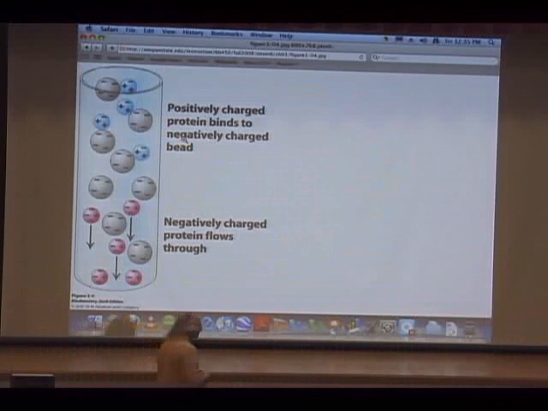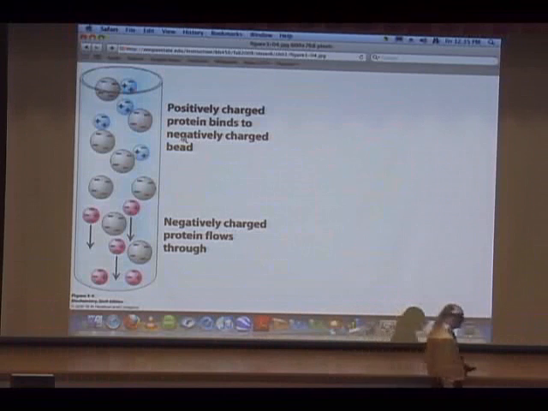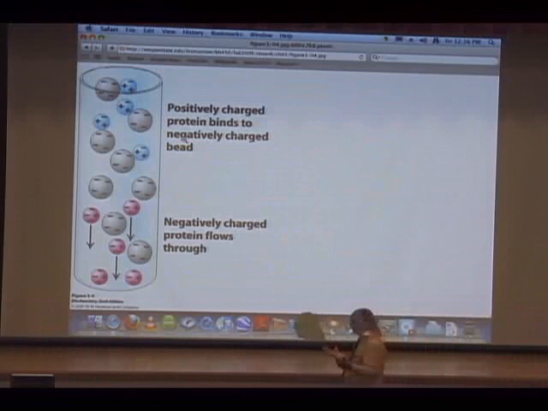If I have a column that's full of negatively charged beads, what do you suppose is going to happen when I put in proteins, some of which are positive, some of which are negative, in that column? Which ones are going to come through first? The negatives, of course, because the negatives are not going to stick to the negatively charged beads. They're going to come shooting through. The positives are going to be attracted, and maybe they'll wait there for a little bit, and then they'll slide over here, and then they'll slide down here, etc. But they take a lot longer to get through the column.